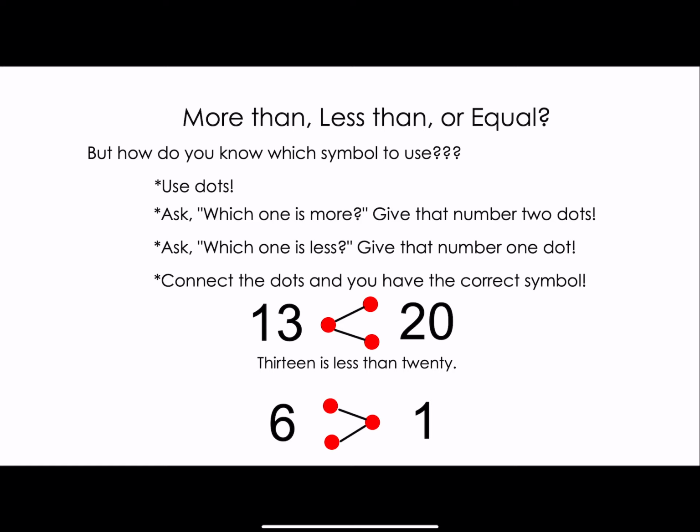13 and 20. When comparing them, the 20 got the 2 dots because it was bigger. The 13 got the 1 dot. We then connected our dots, and we are now using the less than symbol. 13 is less than 20. If we look at our 6 and 1, 6 got the 2 dots, and 1 got 1 dot. We connect them, and we are now using the greater than symbol. 6 is greater than 1.